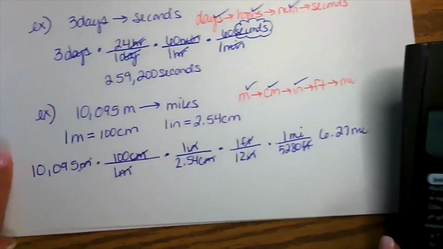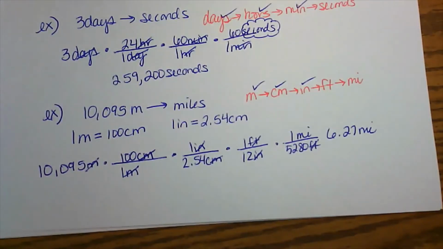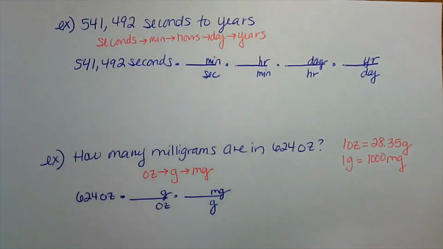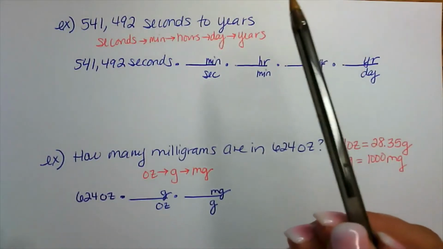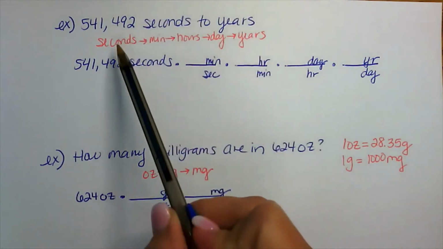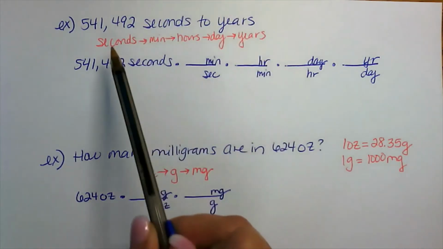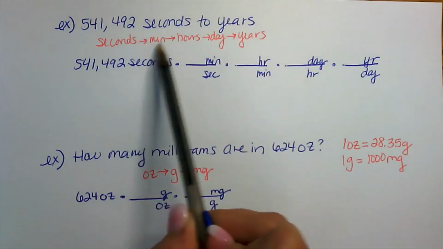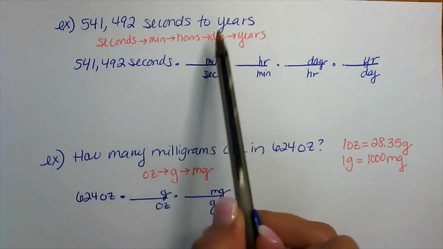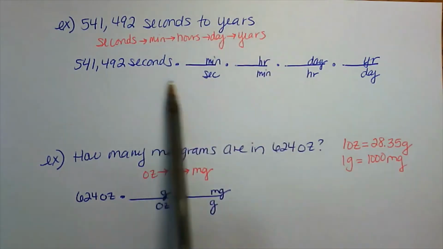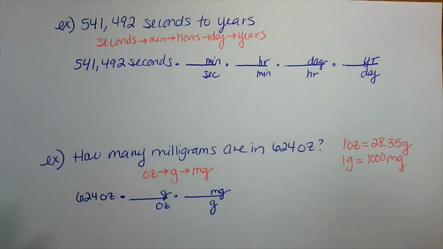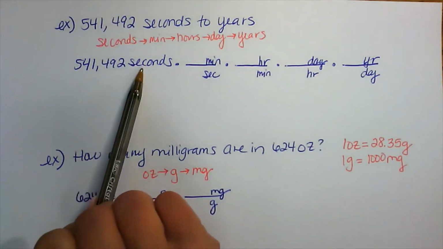Now I'm going to give you 2 examples to try. For this first example, hopefully you were able to figure out the connection between seconds and years. You should go from seconds to minutes, minutes to hours, hours to days, and days to years. I've set it up so that it's easier for you to see the connections, and then we'll go ahead and fill them in. So like I said, we're starting with seconds.